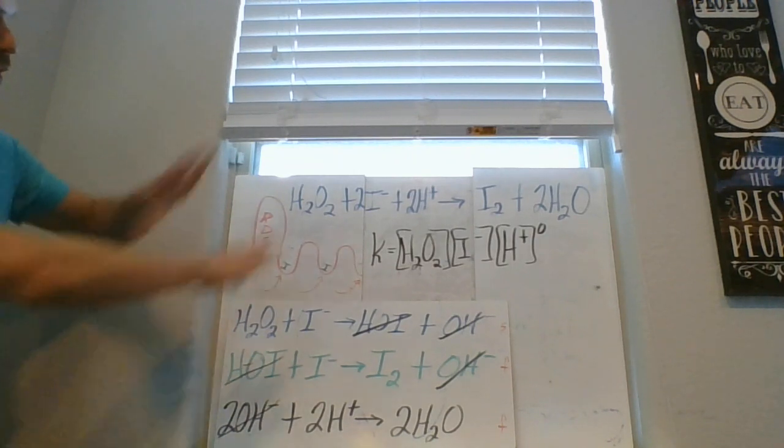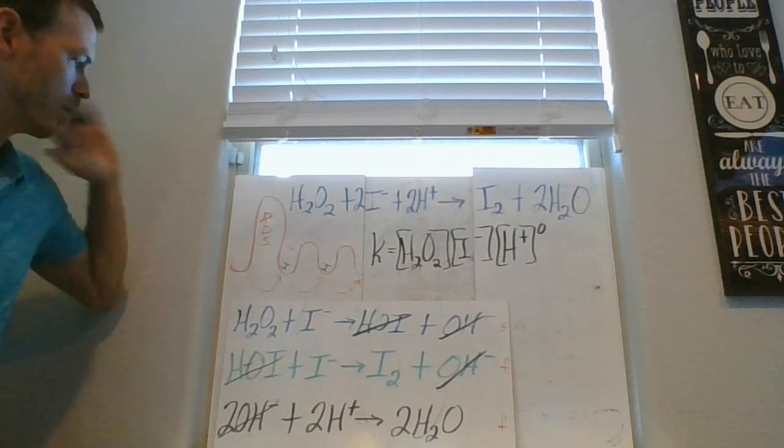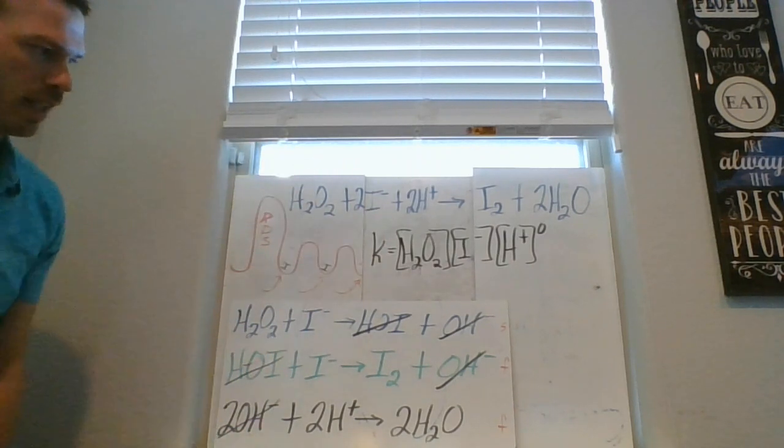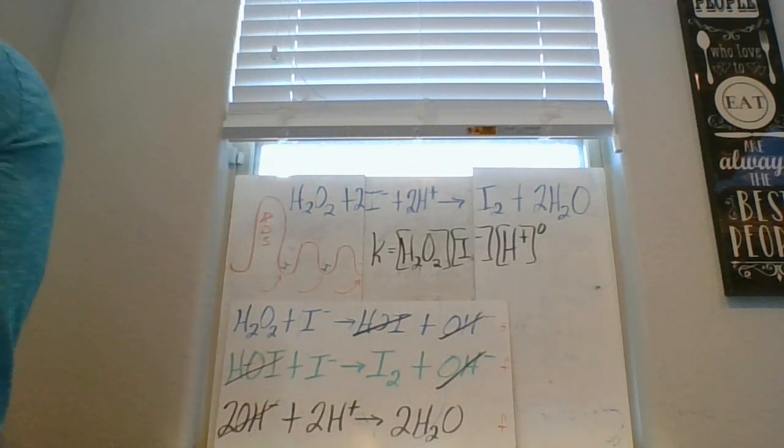All right, so there's a whole bunch of stuff that we were able to come up with: intermediates, catalysts, profile, overall reaction, rate law, just by being given a mechanism. So there's a variety of questions that they could ask.